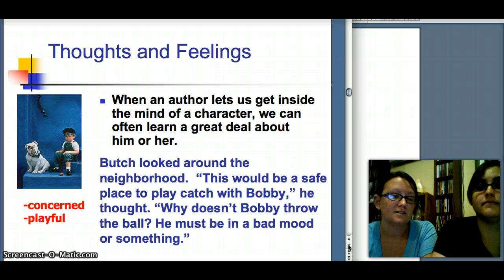Thoughts and feelings. All right. Another way to learn about someone is to jump into their mind, like we can with a character, to see what they are thinking and what they are feeling. Don't forget to write this slide down in the one before.